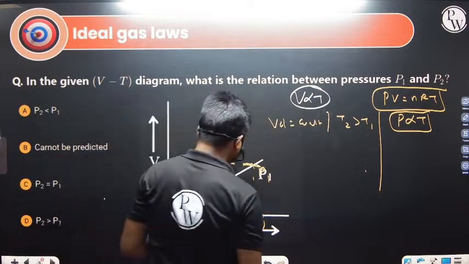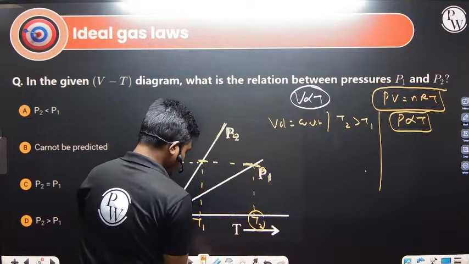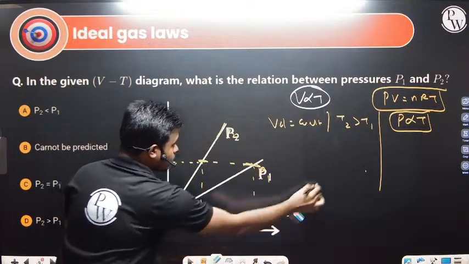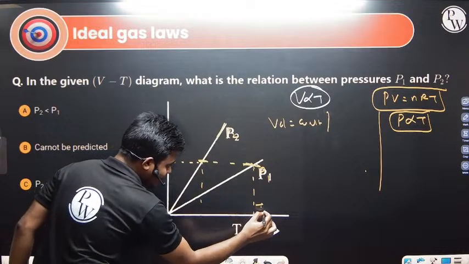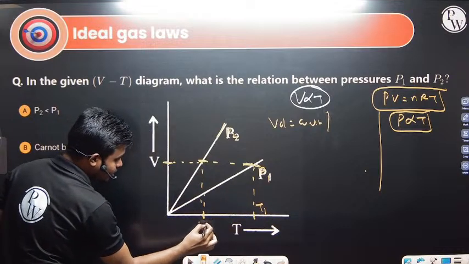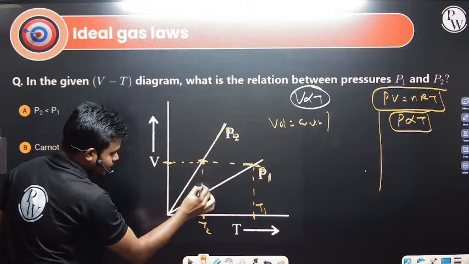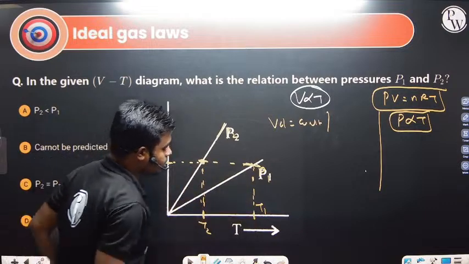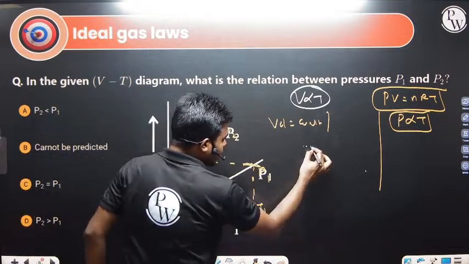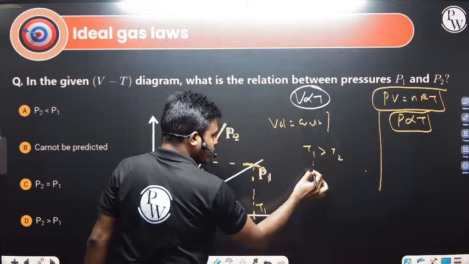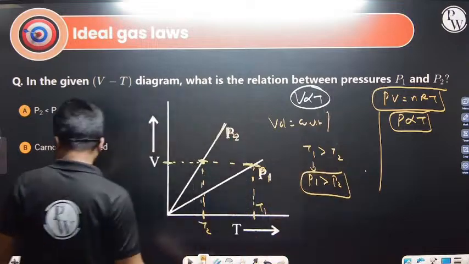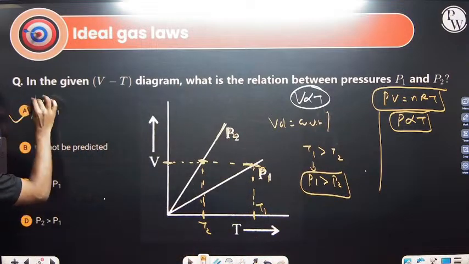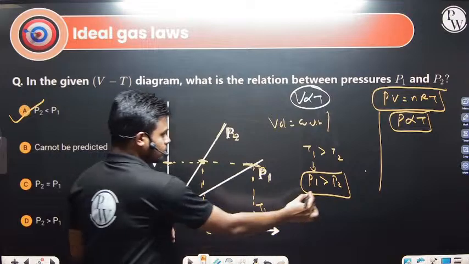So in this case, corresponding to this particular point the temperature is T1, and on this side the temperature is T2. So from the graph we can say T1 is greater than T2, so the corresponding pressure P1 will also be greater than P2. So this we can write directly: P1 is greater than P2.